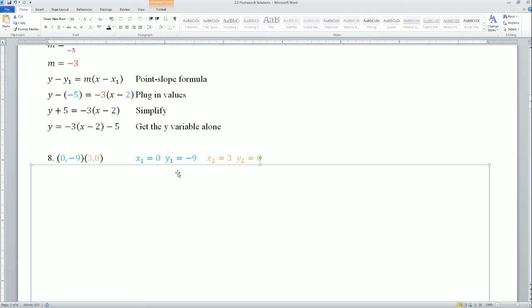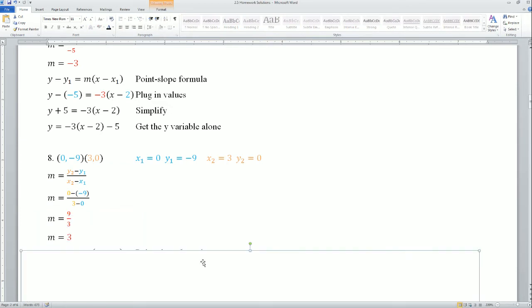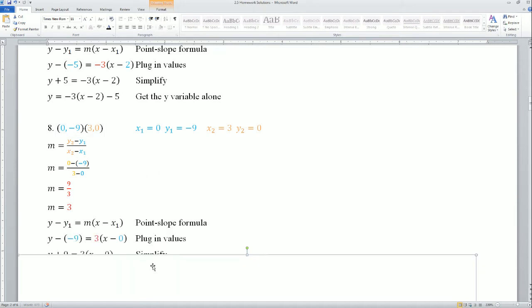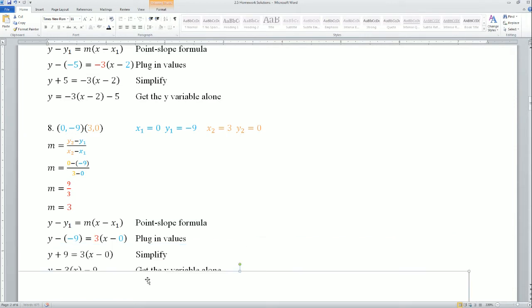Alright, same thing here. 8, we have the first point, so we label the first point. x1 equals 0, y1 equals negative 9. Second point, that's why we use that subscript of 2 here. x2 equals 3, y2 equals 0. Calculate your slope first. You should get a value of m equals 3. Okay, you can also graph this if you want to count visually. That works as well. There's your point slope form, plug in the values, and get y alone.